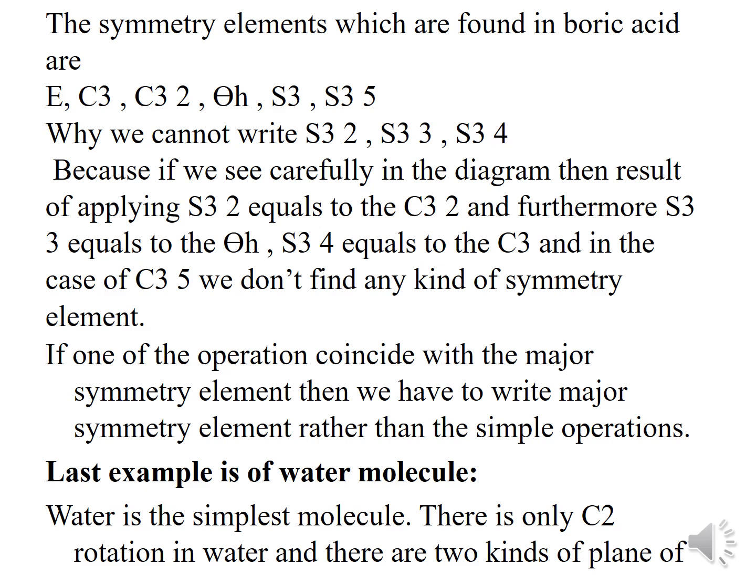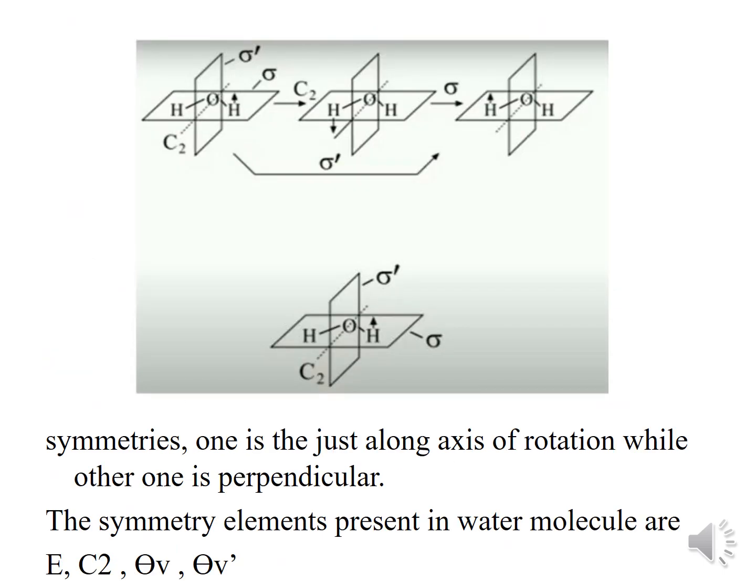The last example is the water molecule. Water is the simplest molecule. There is only a C2 rotation in water, and there are two kinds of planes of symmetry. One is along the axis of rotation, while the other one is perpendicular. The symmetry elements present in the water molecule are identity, C2, sigma v, sigma v'.